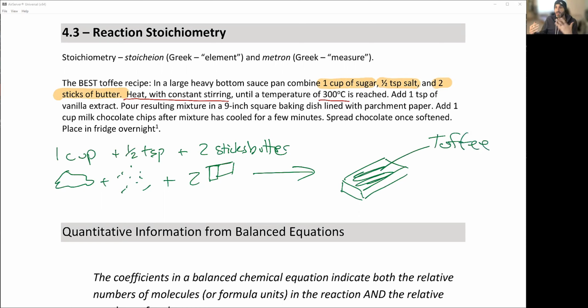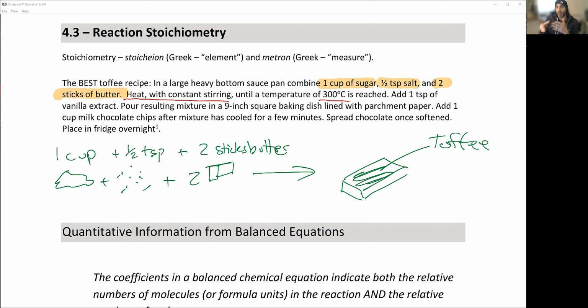So what happens if I only have half a cup of sugar? Well, if I have half a cup of sugar, I have to have everything else. What happens if I want to make this for a bunch of people, and I want to make this times 4? So we multiply everything by 4.